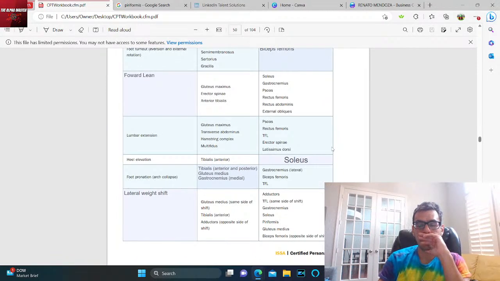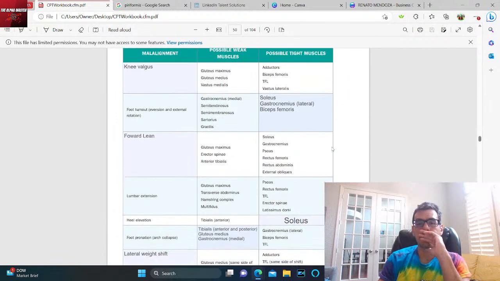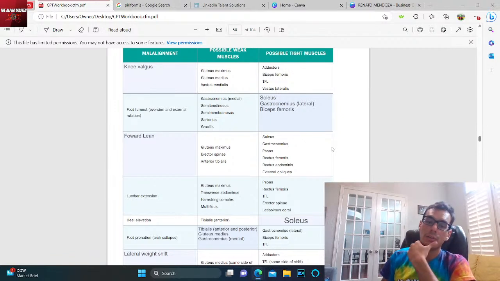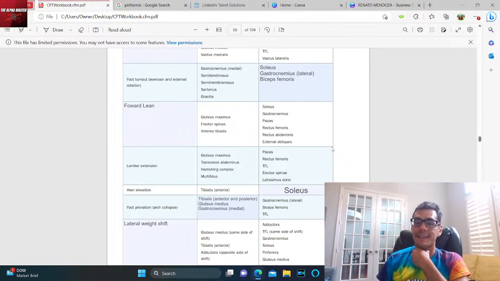So you need to use your common sense. If you do heel elevation, what is the agonist and antagonist? You need to use common sense, since you already know the main muscles.